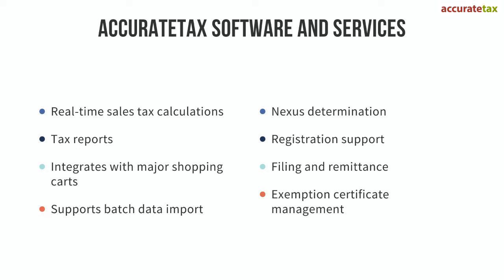So that's basically how the software works. And we also have a few services that go around it too. The first of these is Nexus Determination. We can help you figure out where you have a physical presence. Like I said, it's generally pretty easy, but there are some unusual rules, like if you do trade shows or have a drop ship affiliation with another company in different states, that can affect your physical nexus determination.